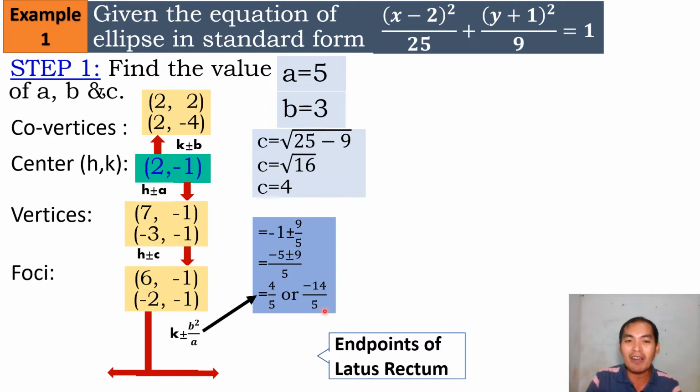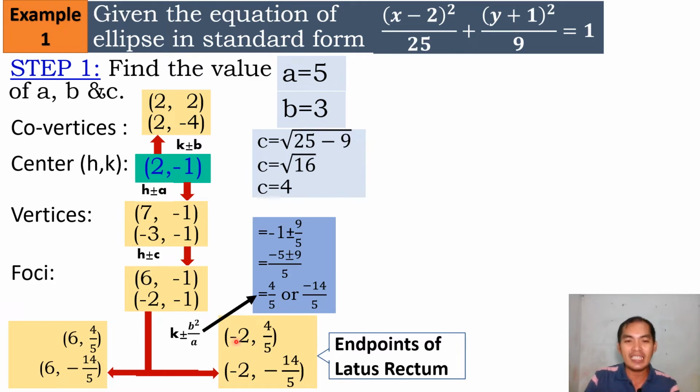So, ito yung dalawang value ng y-coordinate of the endpoints of the latus rectum, while 6 and negative 2 for the x-coordinate. That is why we have here 6, 4 over 5, 6, negative 14 over 5. And negative 2, 4 over 5, negative 2, negative 14 over 5.